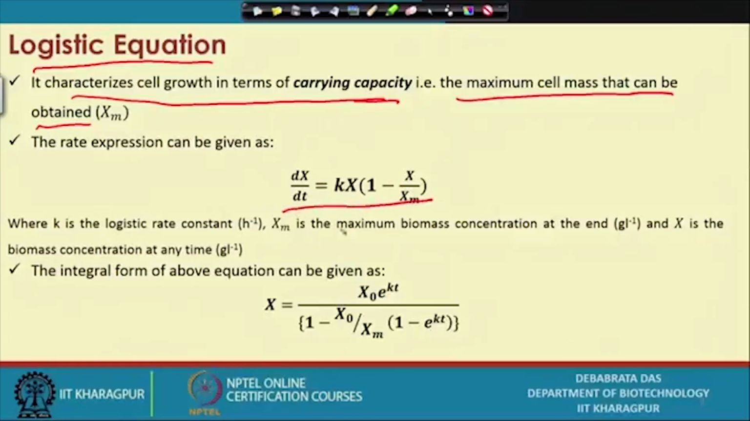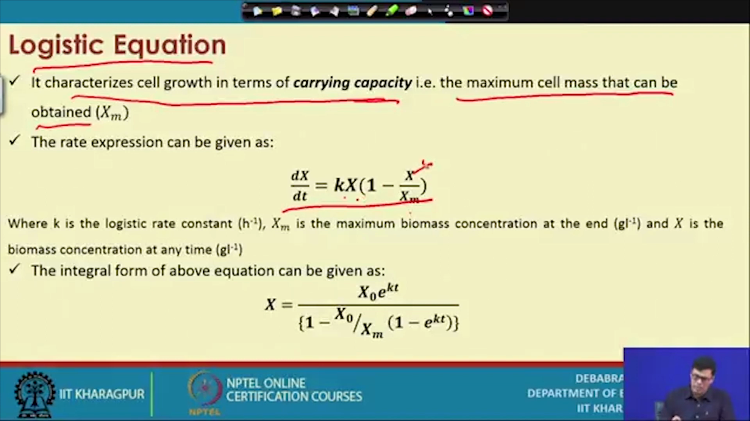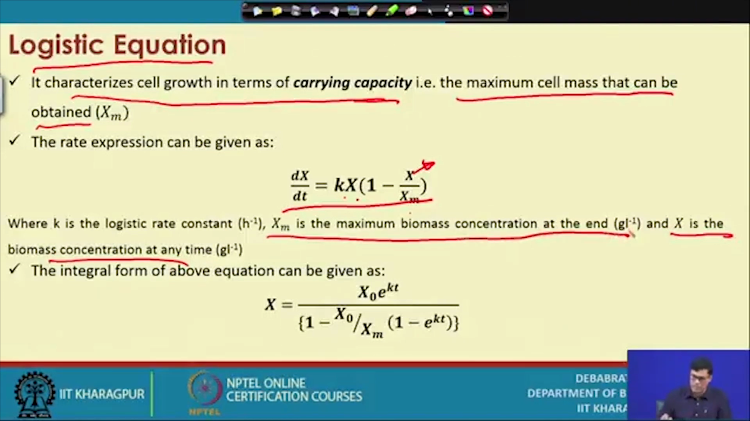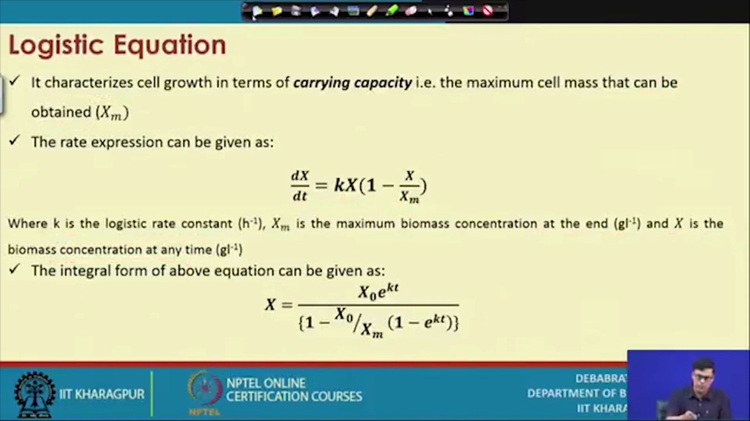So, this expression is that the rate of cell mass formation, dx/dt, equals k into x into (1 minus x by xm). x is the concentration of cells at any time t, and xm is the maximum biomass concentration at the end, in gram per liter, and k is the logistic rate constant. Now the integral form of the above equation can be written in this form. If we solve this equation, it will come in this form. This you can write in this form.